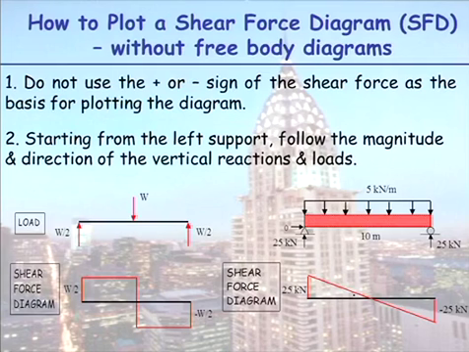An even easier way, where we don't use free body diagrams at all, is what we call the diagrammatic method, okay, is to calculate your reactions. Don't bother what's a positive and what's a negative value, so don't use the positive or negative sign of the shear force. Start from the left-hand support and follow the magnitude and the direction of the vertical reactions and loads. So in this point load case originally, remember our load was W, our reaction W on 2.